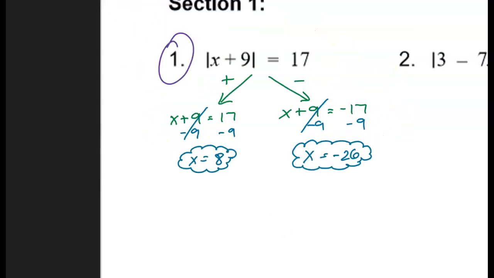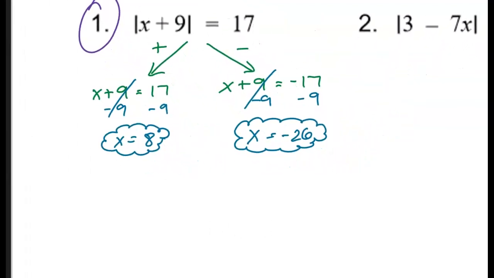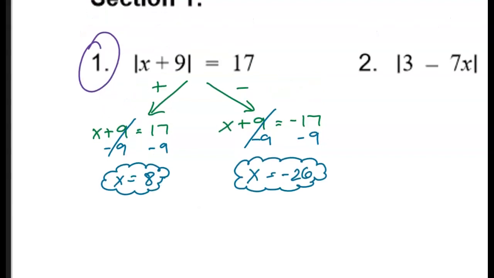So I have two solutions here. Again, I should have known I was going to end up with 2 because the absolute value is equal to a what? Is this a positive, negative, or 0? Positive. So a positive number tells me there will be 2 solutions.